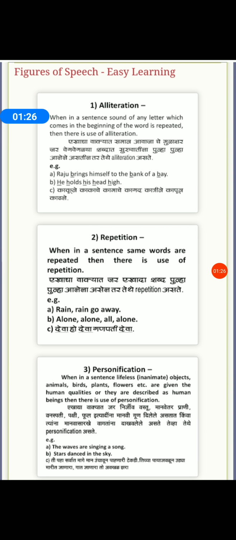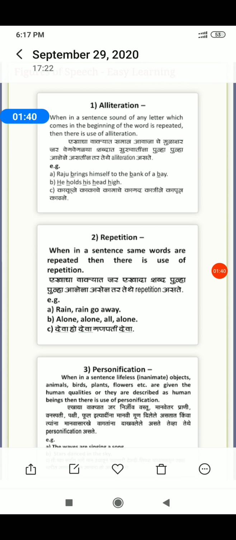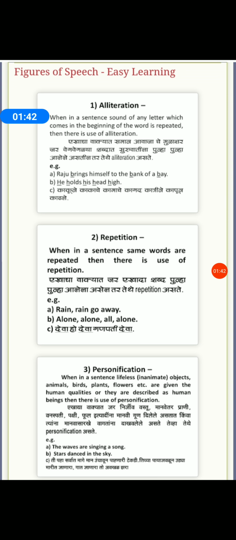लेट अस सी एक्झाम्पल. Rain, rain, go away. In that sentence, rain, this whole word is repeated, so there is the repetition figure of speech. Alone, alone, all alone. In that sentence, alone, this whole word is repeated, so there is the repetition figure of speech. Deva re deva, Ganpati deva. In that sentence, deva, this word is repeated, so there is the repetition figure of speech.